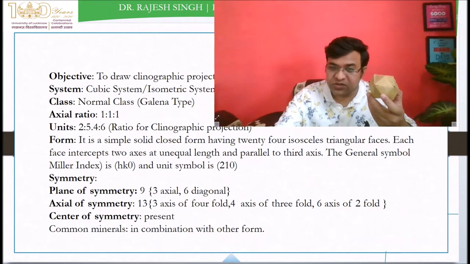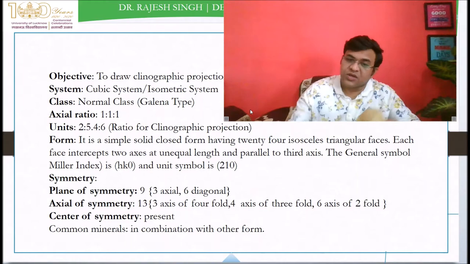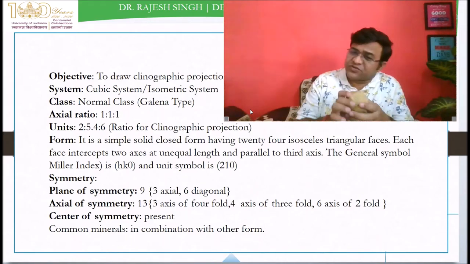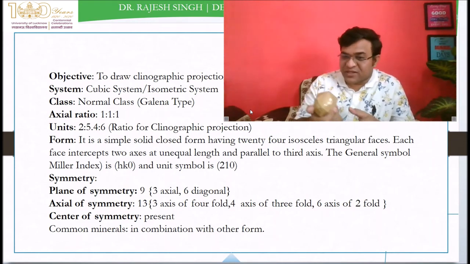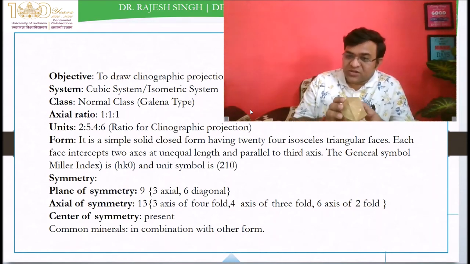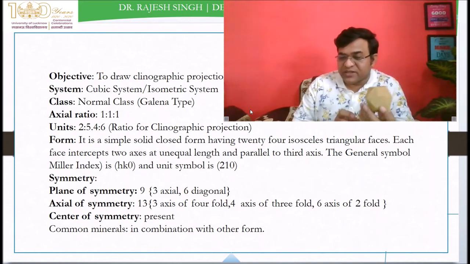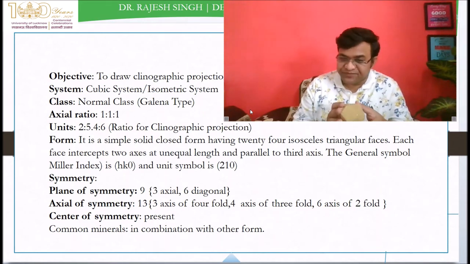I'm going to zoom out a little. So this also belongs to the isometric system and normal class. Okay, so it will show the symmetry as shown by the cube or octahedron. So I will discuss the symmetry elements later.